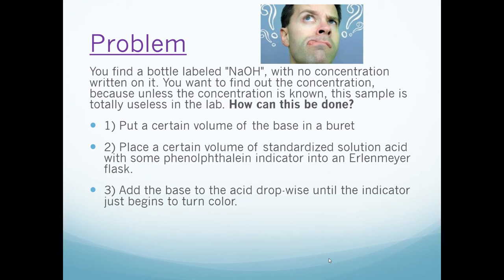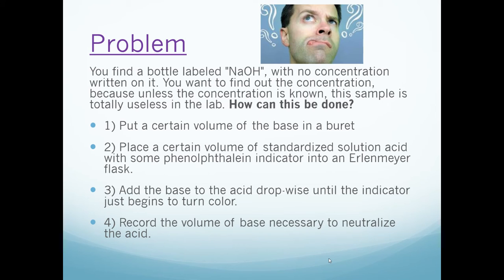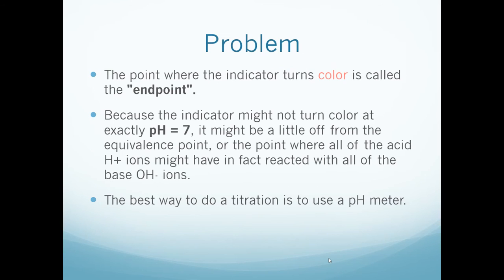And you would add the acid until the indicator begins to turn color. I'm sorry, you would add the base until the indicator starts to turn color, and then you would record the volume of the base necessary to neutralize. Man, I'm having a tough time talking today.